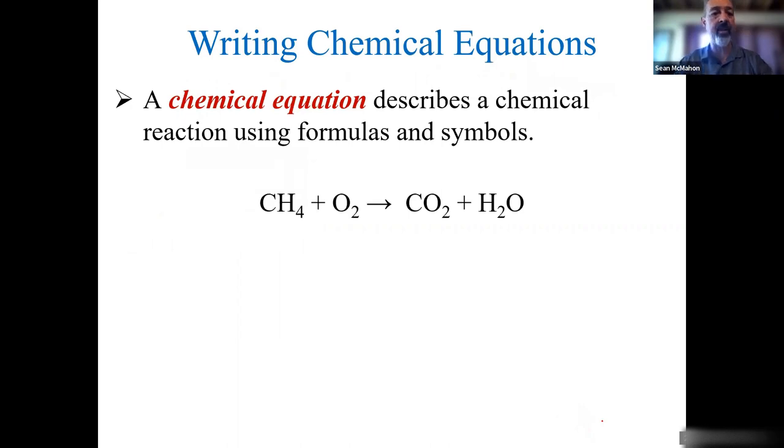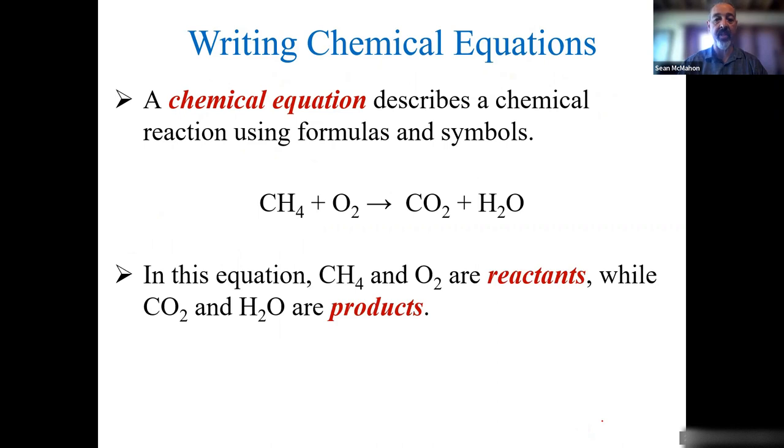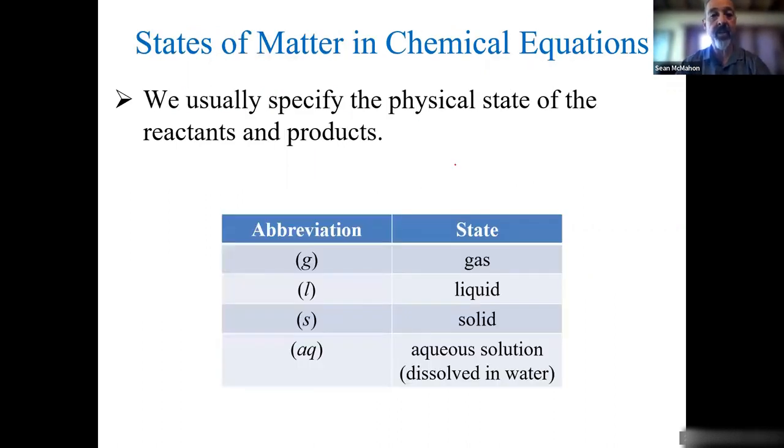So how do we write chemical reactions or equations? Well, we use symbols and formulas. So in this equation, we have methane, CH4, and oxygen, and they're reactants. So typically your reactants are on the left side. They're your starting material. Your products are what you produce. They follow the arrow. It's called yield, and your products are on the right side. We usually in chemical reactions have to specify the physical state.